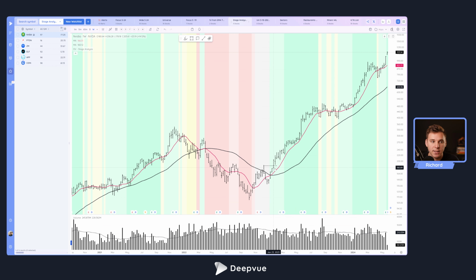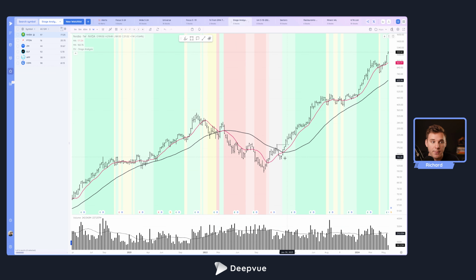And most likely that was within a strong stage 2 uptrend. And even the greatest stocks ultimately falter and fail. And those periods are almost always in a strong stage 4 decline.